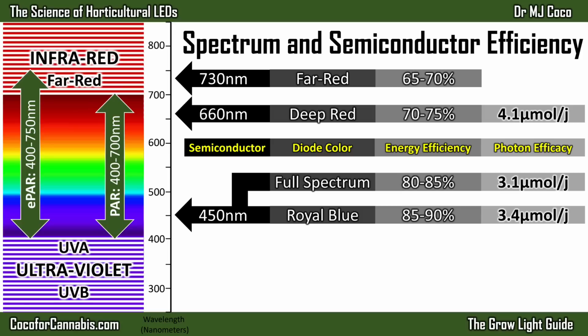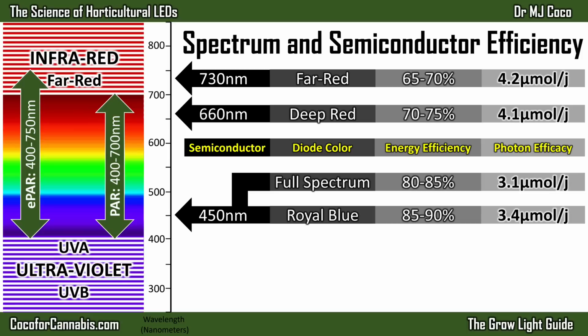The 730 nanometer semiconductors can get up to 4.2 micromoles per joule. So even though the red diodes are less efficient in terms of energy conversion, they're super efficient for horticulture. Photosynthesis responds the best to red light, and we can make a lot of red photons with little energy using 660 or 730 nanometer semiconductors.